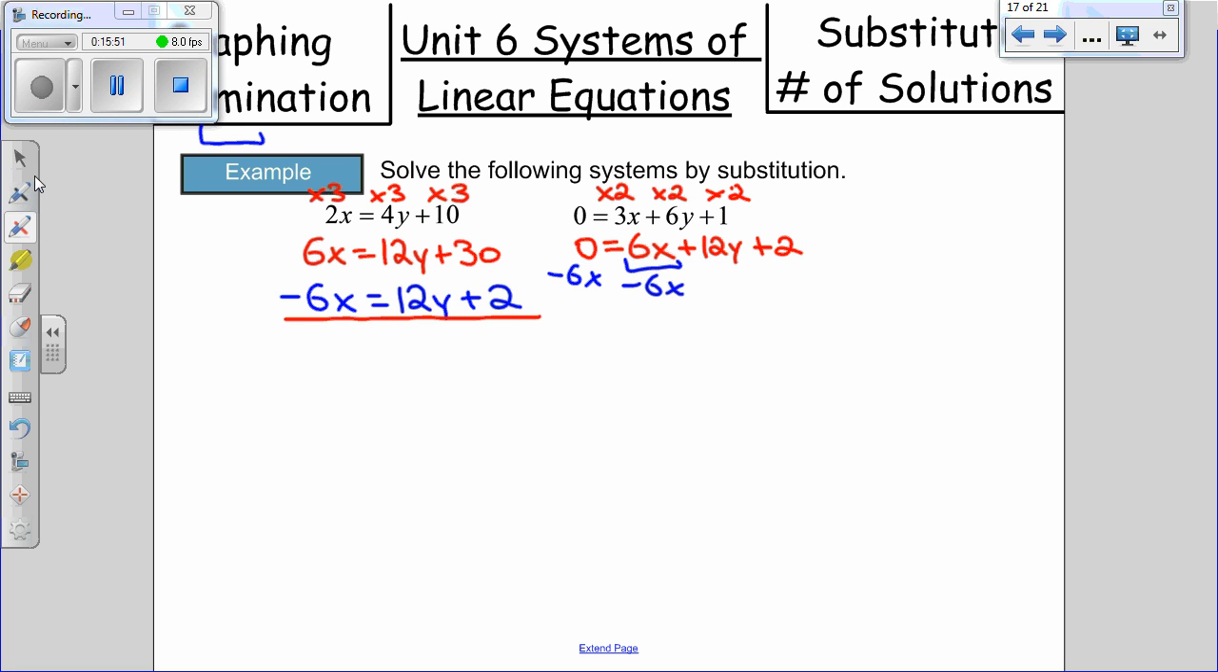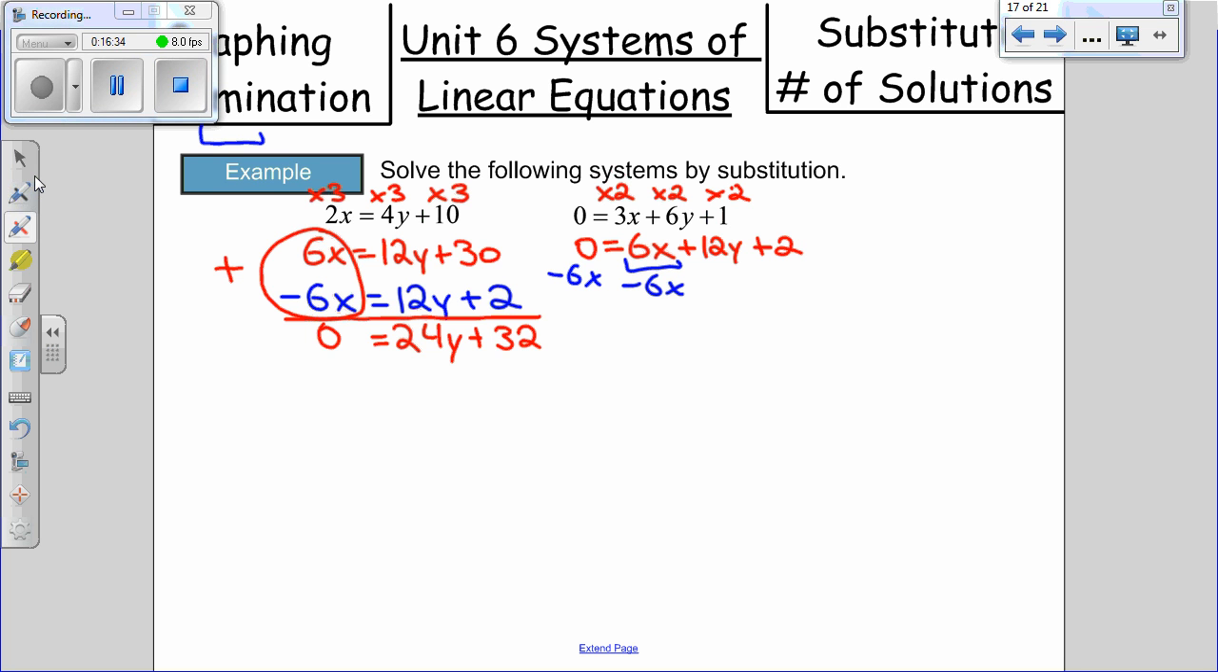Now I have to decide whether I want to add or subtract these things. I'm going to add these things because the symbols are opposite, right? One of them's positive and one of them's negative. If they're opposite, you add. 6x plus negative 6x is 0. 12y plus another 12y is 24y. 30 plus 2 is plus 32. Now we have an equation with just one variable, right? The x's have been eliminated. That means we did a good job.